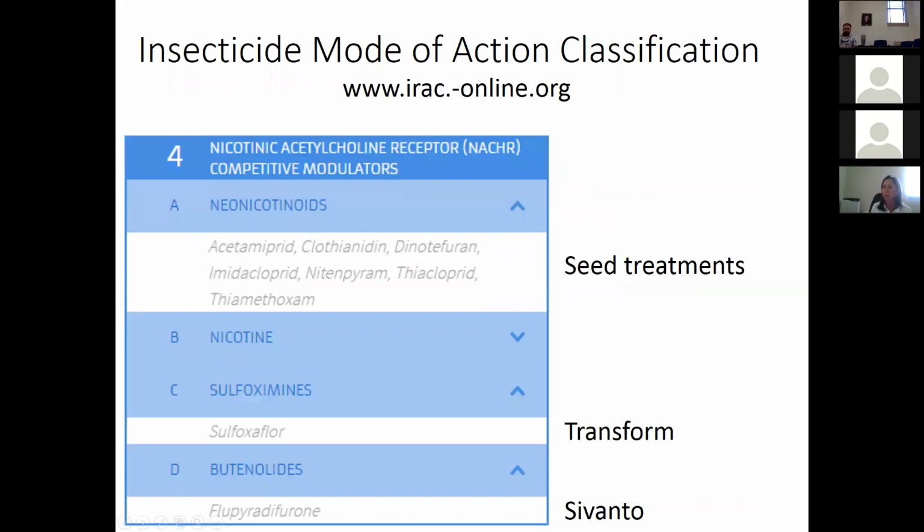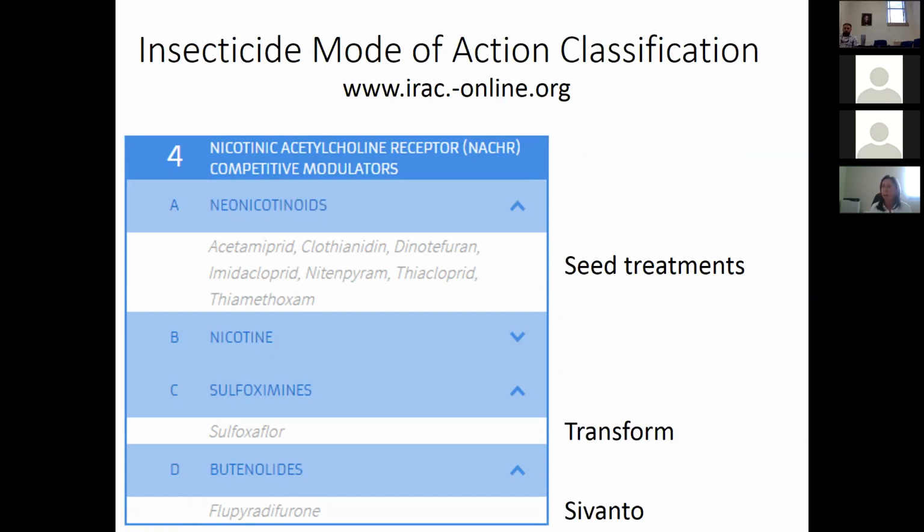The other thing we're recommending is that Savanto generally will provide about a week longer control than Transform at the high rate. So it just gives a little bit longer control. They're both good products, but the one thing we want to recommend also is insecticide rotation, just to try and delay resistance development.